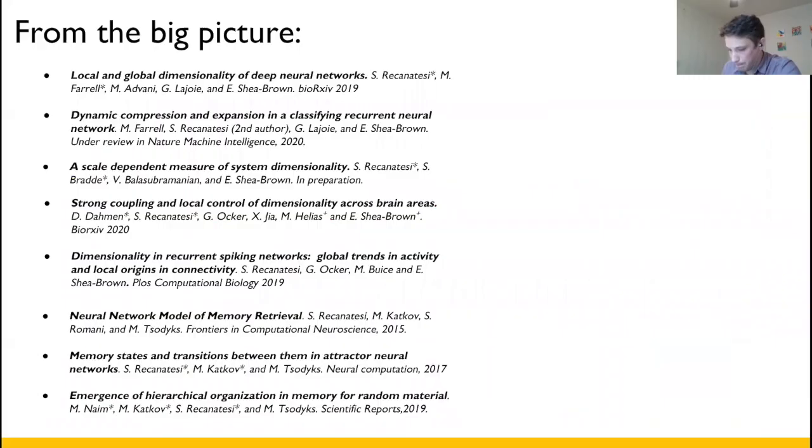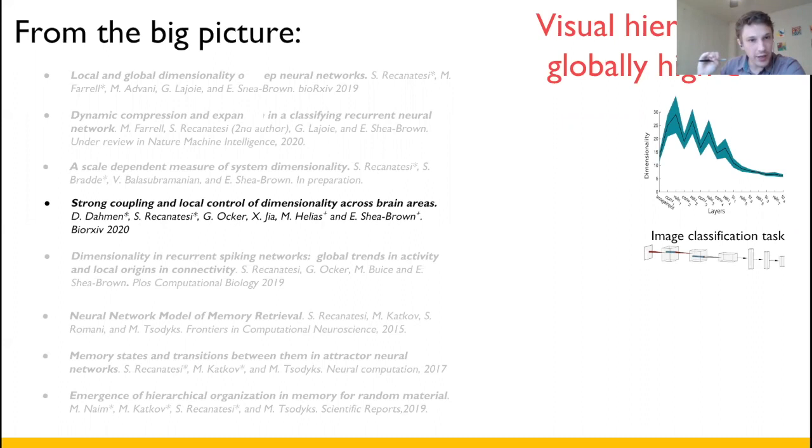Okay, so there are others, I don't know how much time I have. I see that it's getting late. Very quickly, a couple of one-slide summaries.